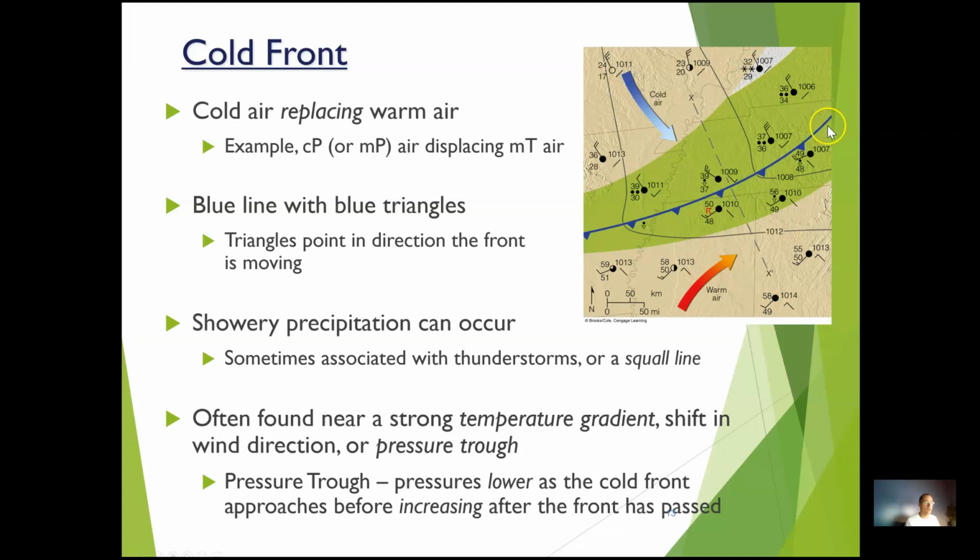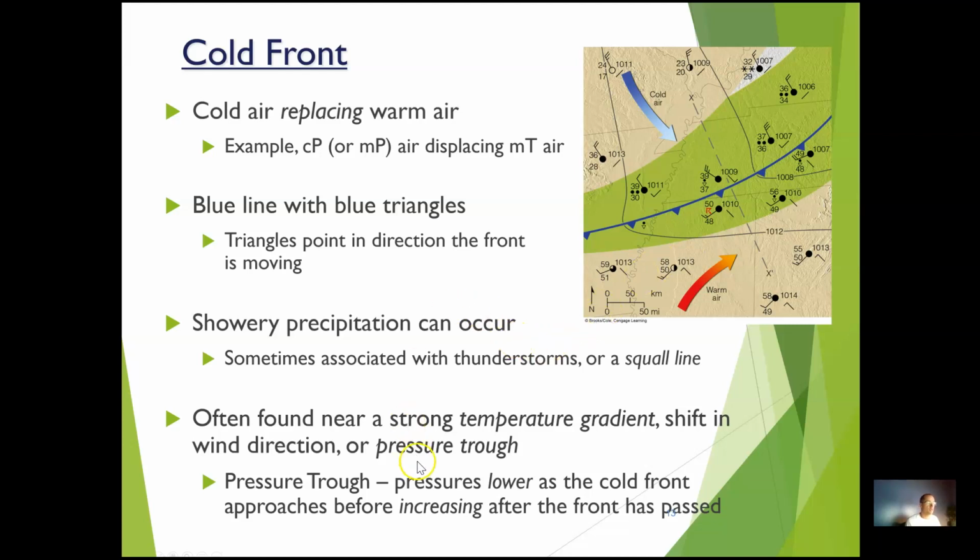Notice again here in the schematic, they're orienting it right through this pressure trough where we see these little kinks in the isobars. The wind direction, northwesterly to southwesterly, isn't going to be a 180-degree difference, but again, a sharp change in wind direction can be found along these stronger cold fronts.